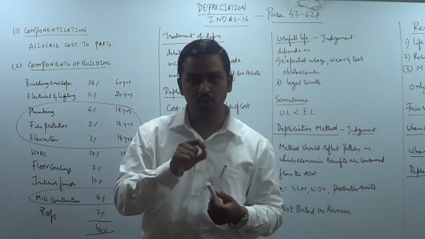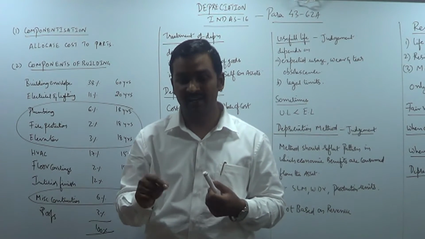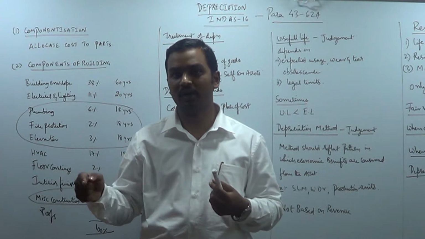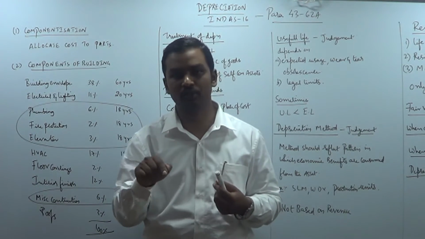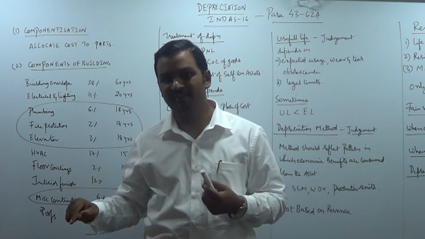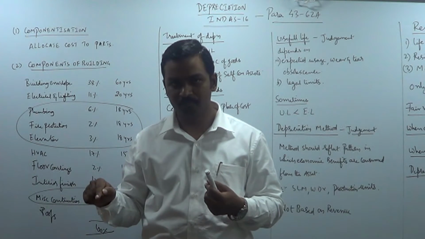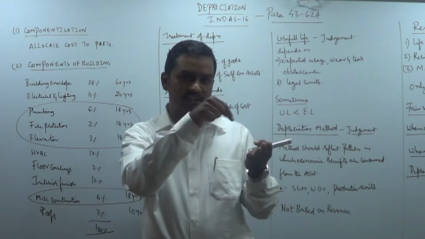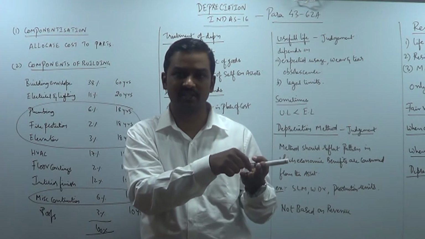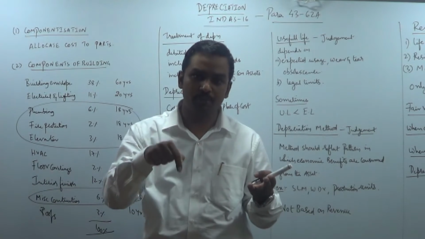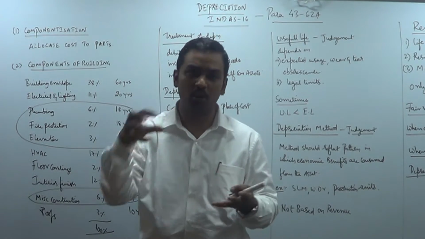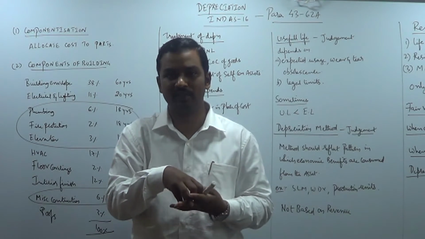Even Schedule 2 to the Companies Act provides, voluntarily from 1st April 2014, companies are required to follow the component approach. Mandatorily from 1st April 2015, if there is a component whose cost is significant in relation to the total cost of the asset, the depreciation has to be provided separately for that component. So this is now included even within Schedule 2 to the Companies Act.